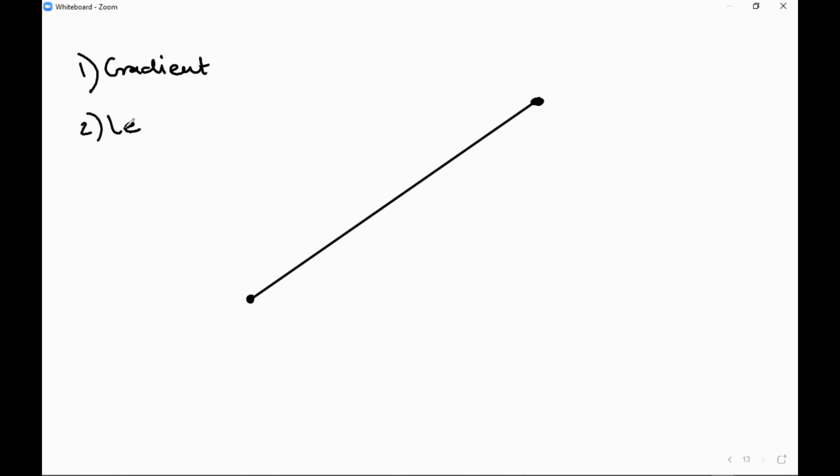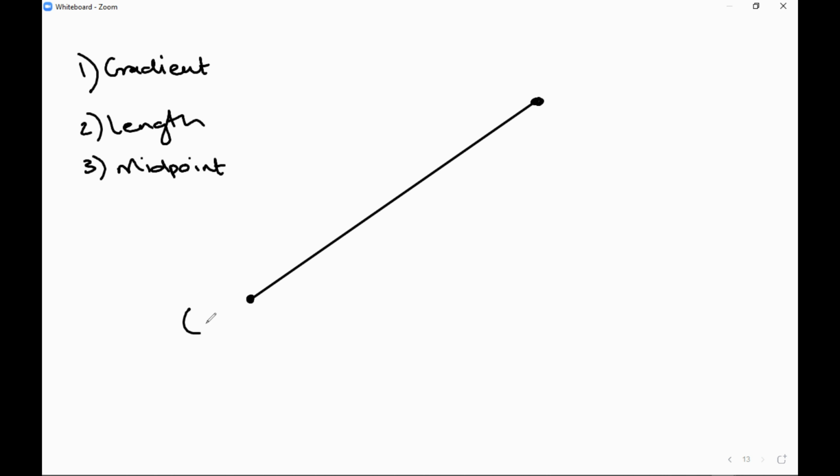All right, now I'm going to give you a single line. You're going to find three things: the length of the line, the gradient of the line, and the midpoint of the line. Question one, I want you to find the gradient of the line. Question two, I want you to find the length of the line. And question three, the midpoint of the line.